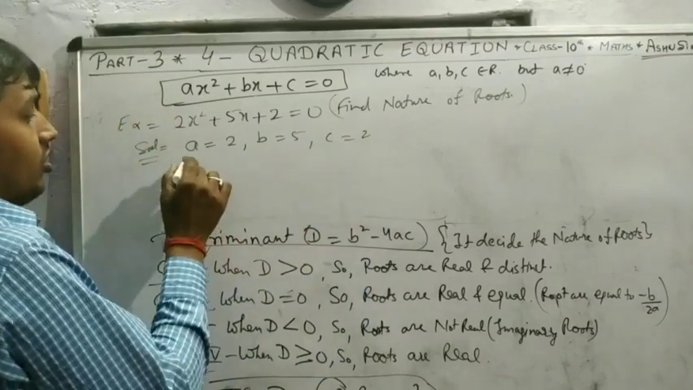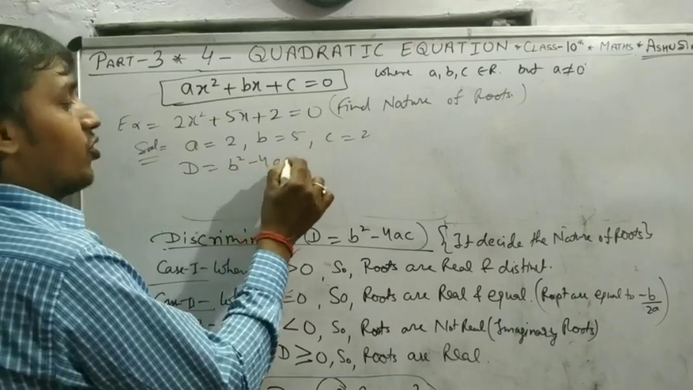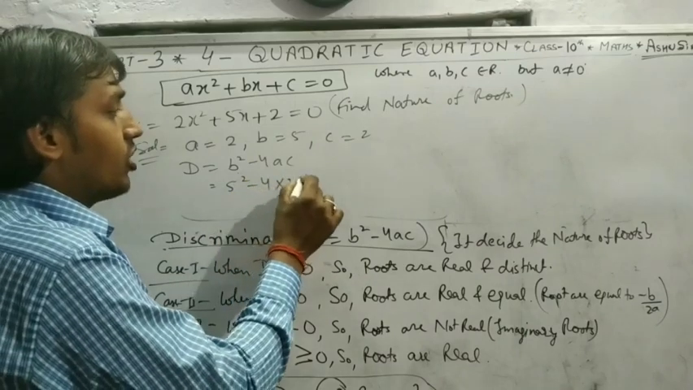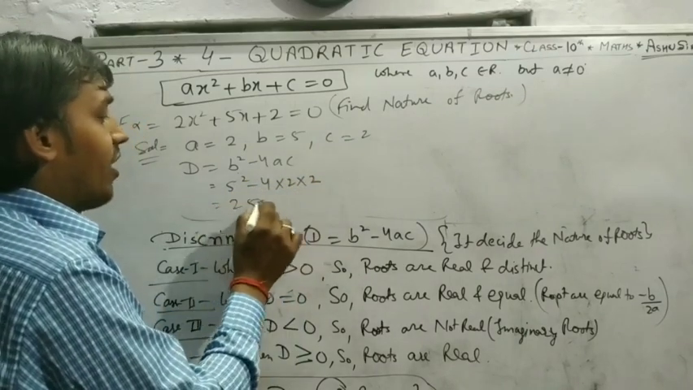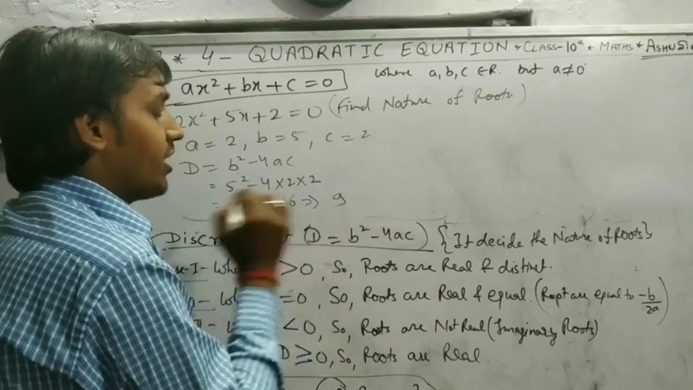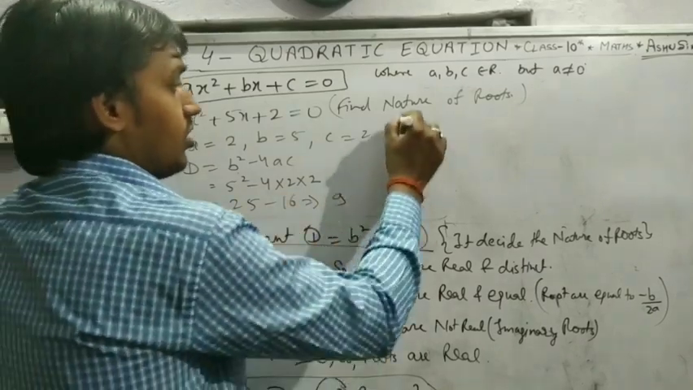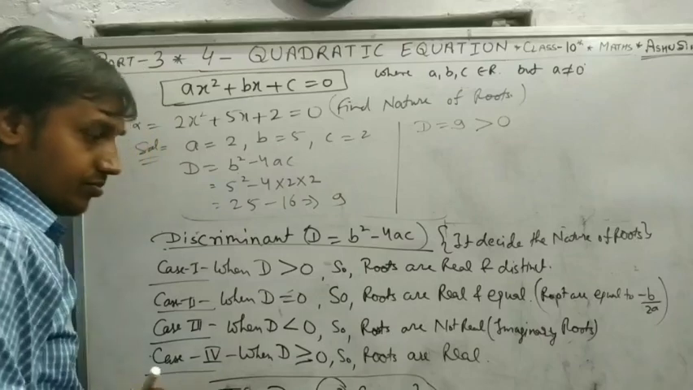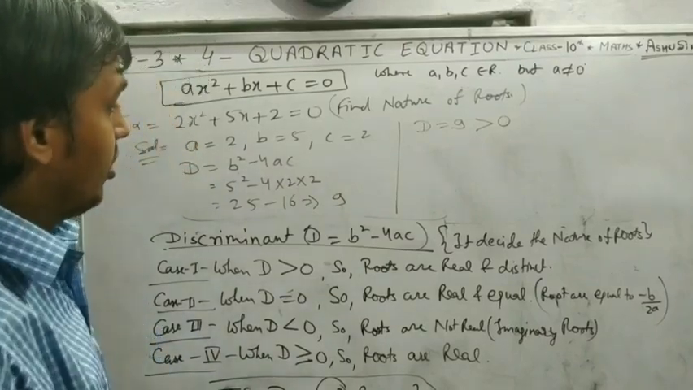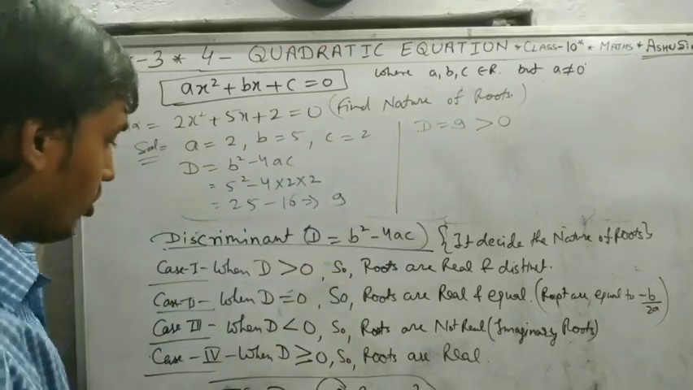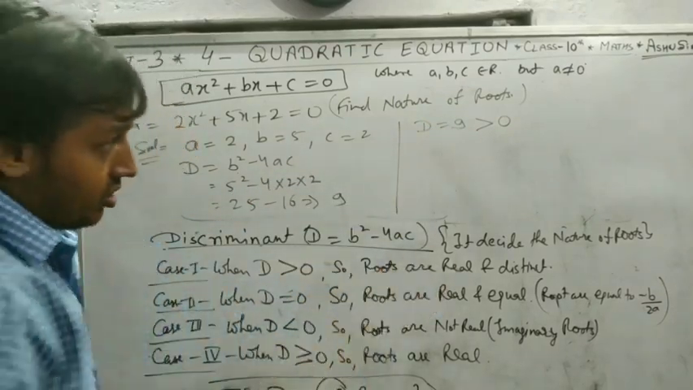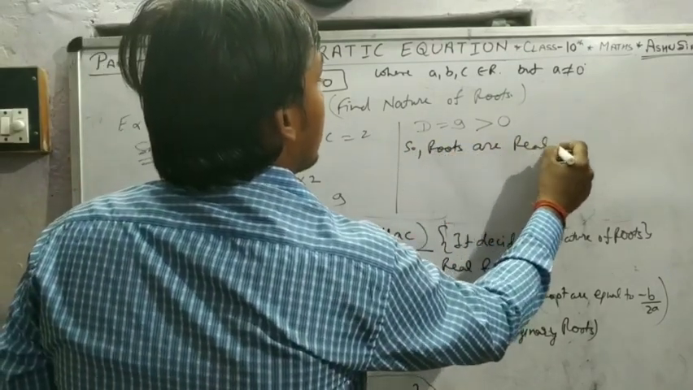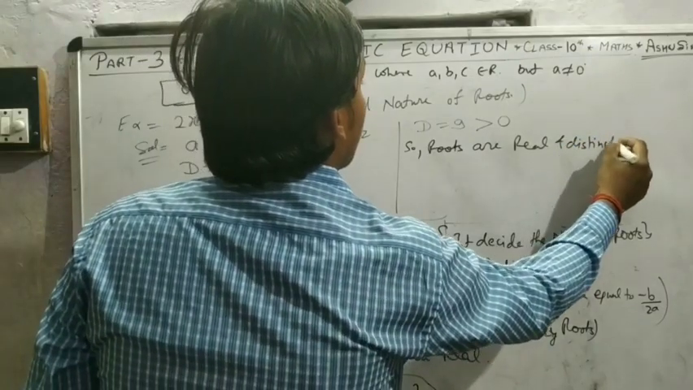Then D is equal to b square minus 4ac. b is 5, square, minus 4 into 2 into 2. 25 minus 16, that is 9. Means if D is equal to 9, that means it is greater than 0. If the value of D is positive, greater than 0, so roots are real and distinct.